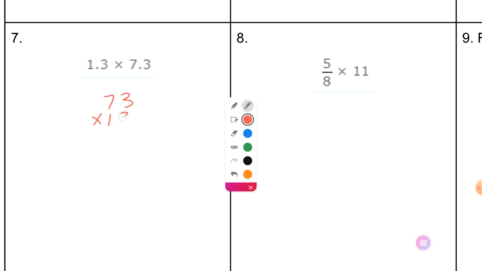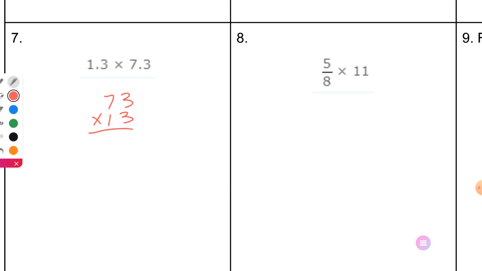73 times 13. 3 times 3 is 9. 3 times 7 is 21. Here's where a lot of people goofed up. You forgot the 0 because you're multiplying by 10, not 1. But then 1 times 3 is 3. 7 times 1 is 7.